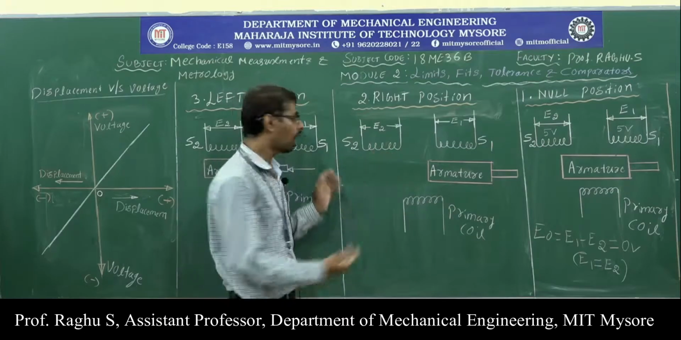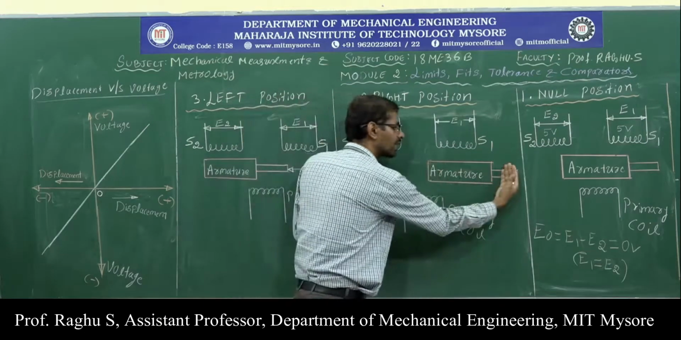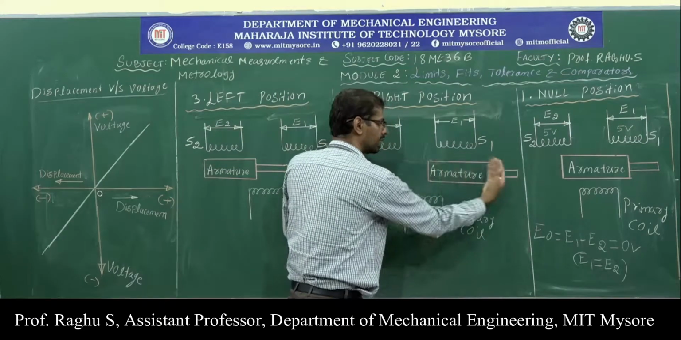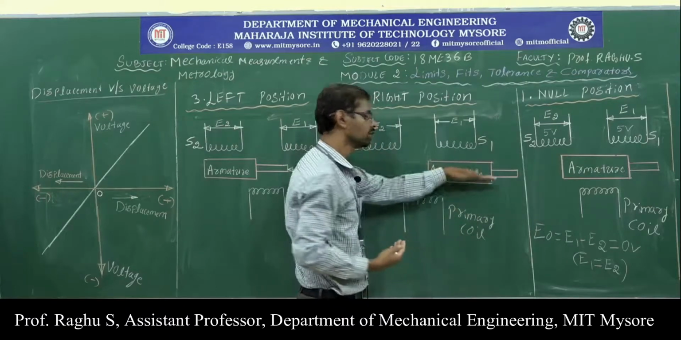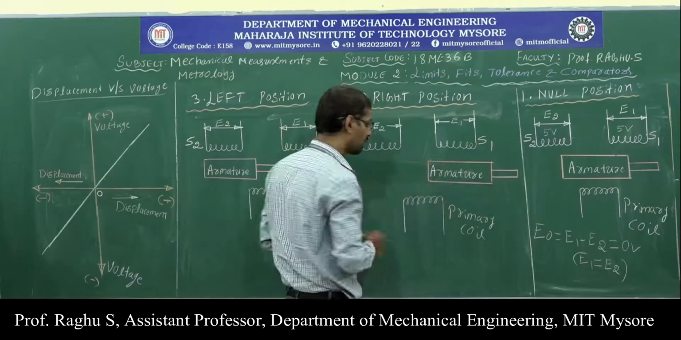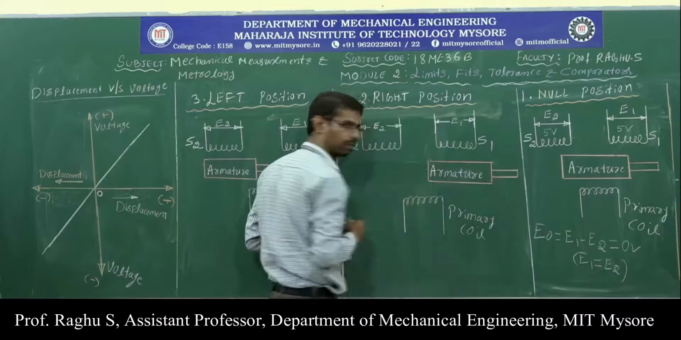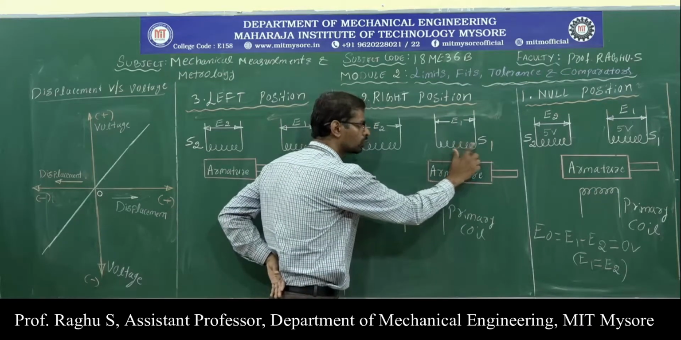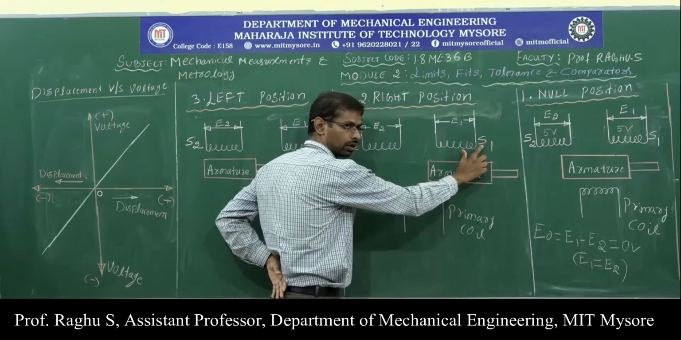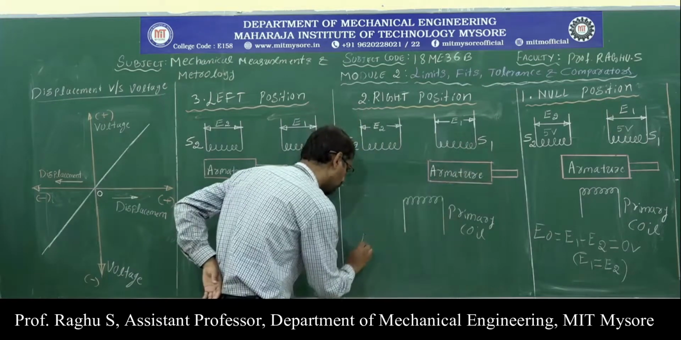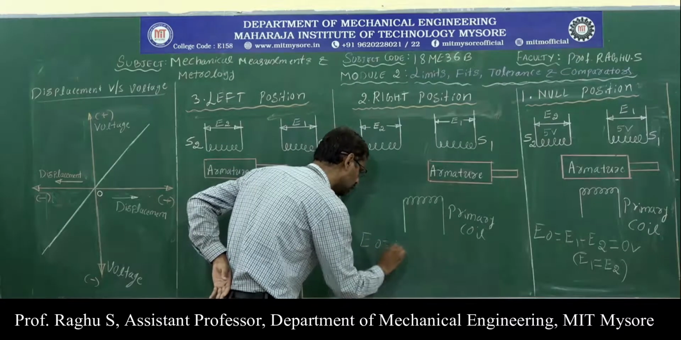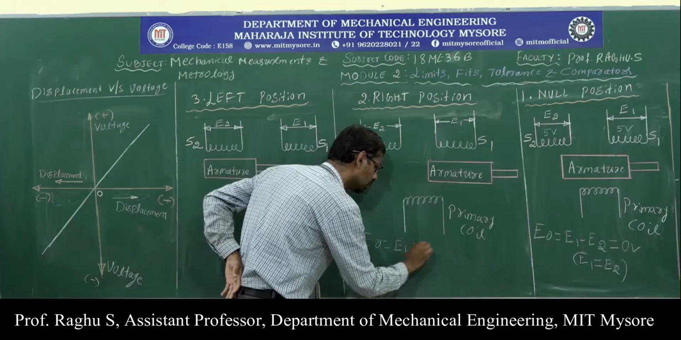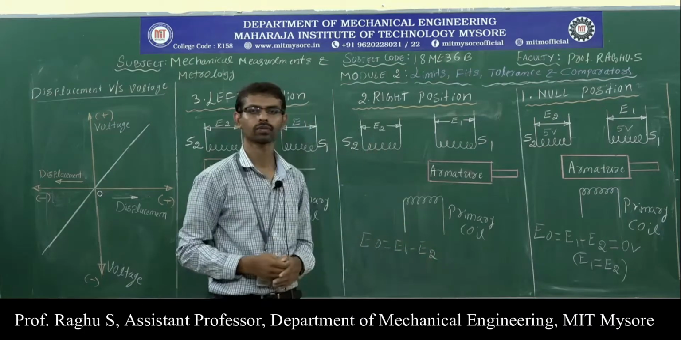In this diagram, armature moves towards right side. Here the armature is moving inside the tube like this. That means the armature is close to secondary coil 1. Now, output voltage is given by E naught, which is equal to E1 minus E2.